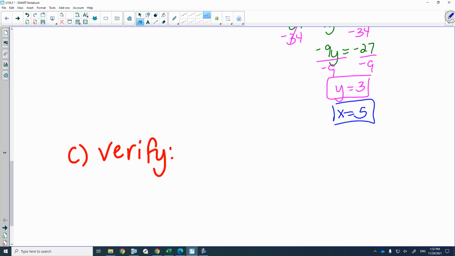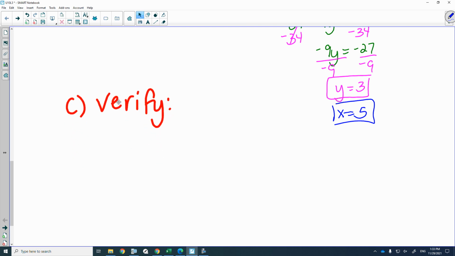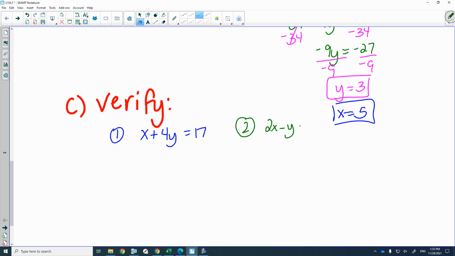We'll just do one verification for this lesson. In your homework, choose at least 2 to verify. But let's do the verification. Verify always goes into the original systems, not the manipulated systems. So the original systems were the following. The first one was x plus 4y is equal to 17. And the second system, the original system, 2x minus y is equal to 7.